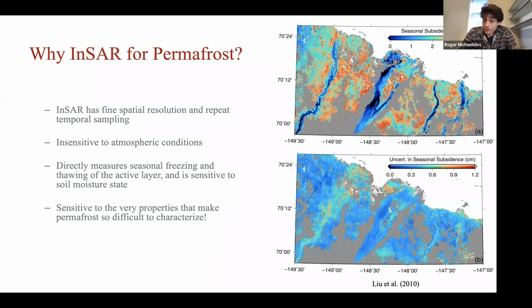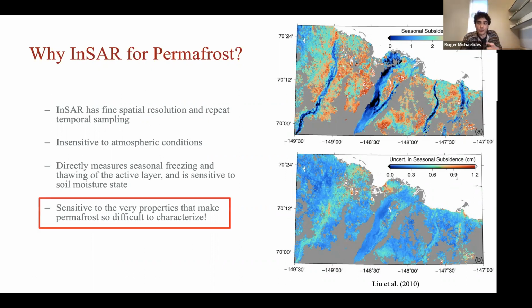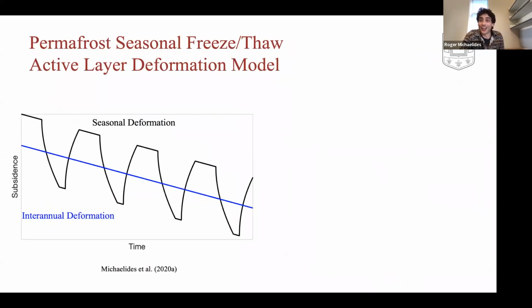Now, InSAR is great in this case because we can directly measure the seasonal freezing and thawing of the active layer, which oftentimes is a signal that we're interested in if we're interested in the component of the permafrost system that is the most hydrologically and geochemically dynamic. How are we sensitive to that seasonal freezing and thawing? Let's just jump to the next slide, actually.